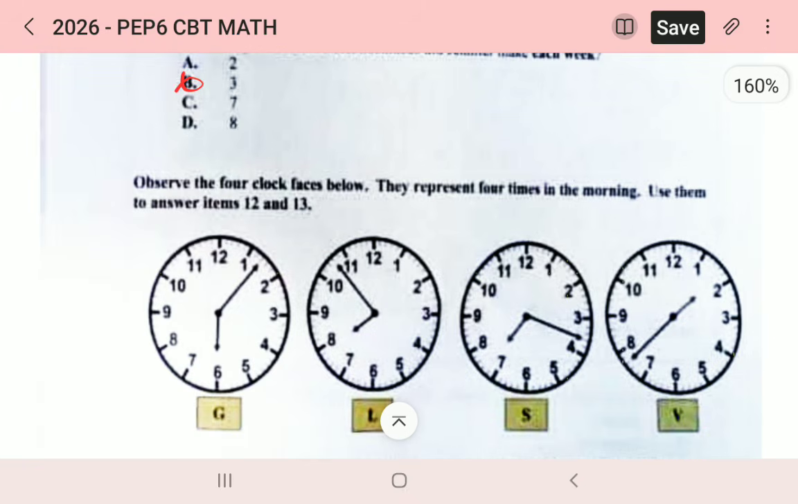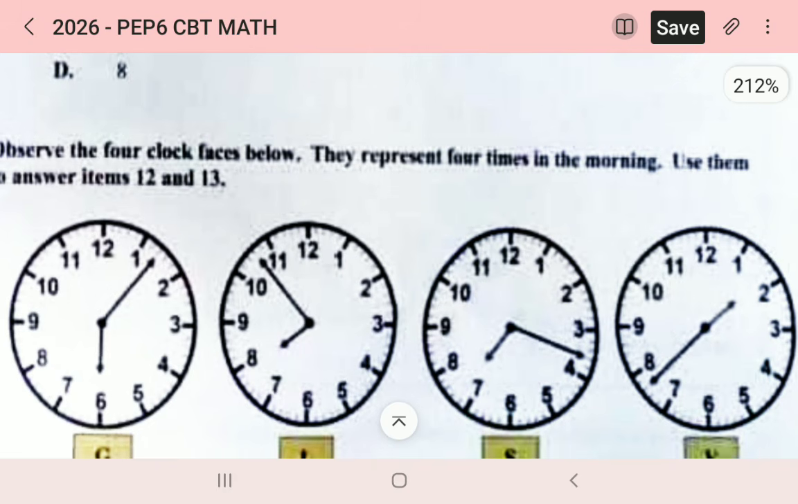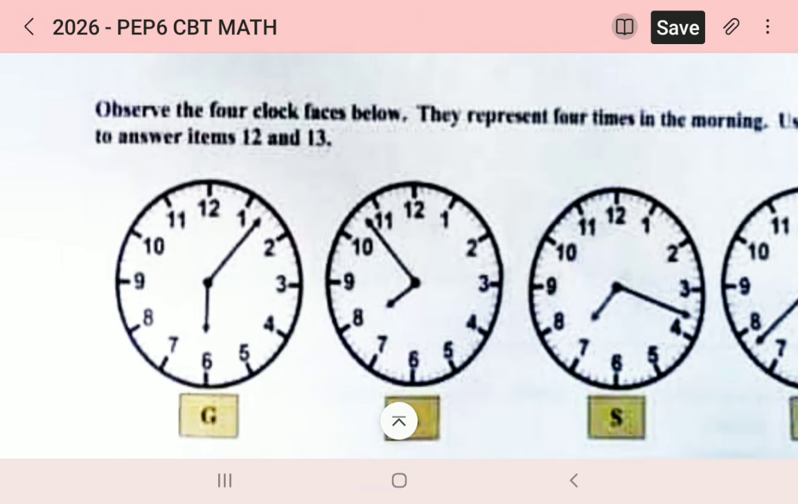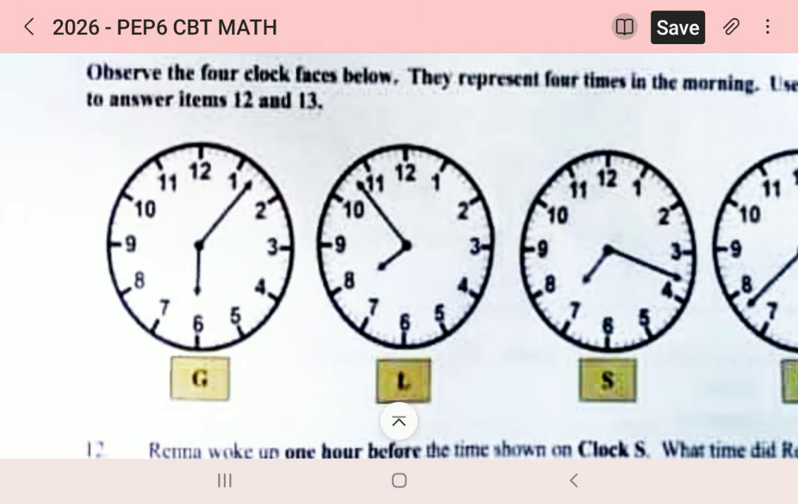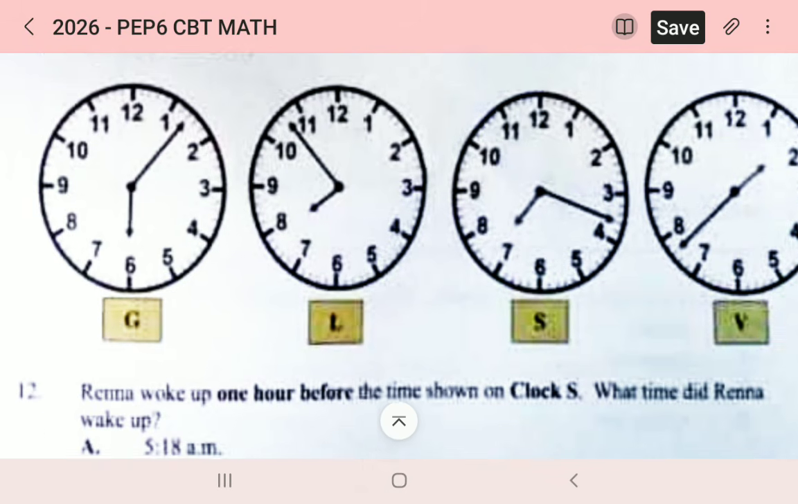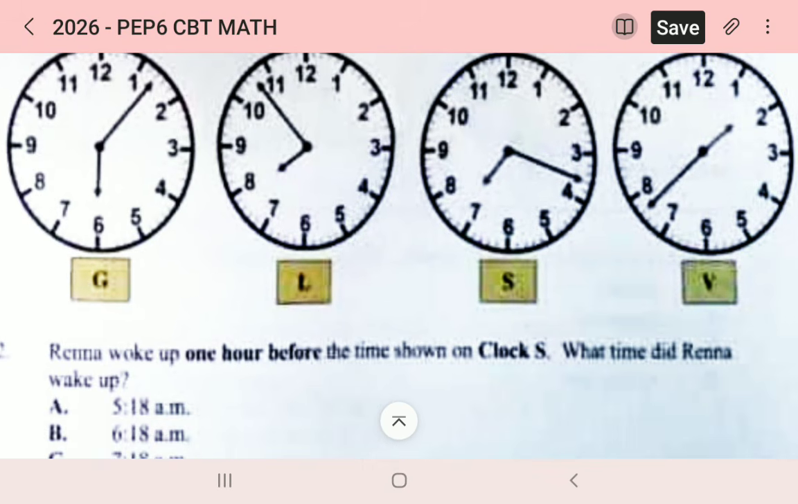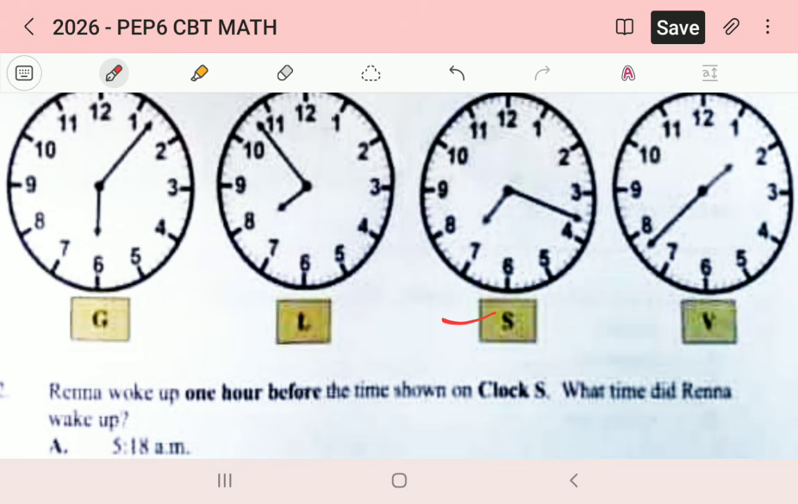All right, observe the 4 clock faces below. They represent 4 times in the morning. Use them to answer items 12 and 13. Number 12. All right, it says Rena woke up 1 hour before the time shown on clock S. So we're looking at this clock for this item. What time did she wake up? So 1 hour before, this is 7.